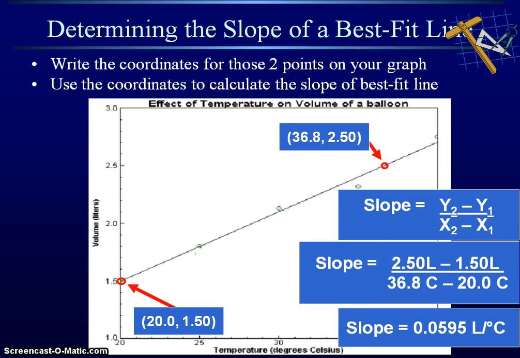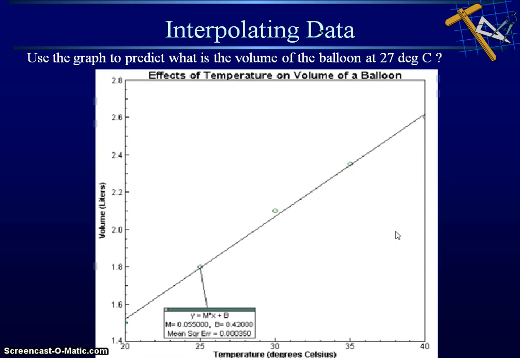And then again, notice that we do have units. In this case, we get liters per degree Celsius. That is the unit that's on my slope. Now, once we have developed a best fit line and once we have determined the slope, we now have a tool that we can use to make further predictions. So we can answer a question such as this: what is the volume of my balloon going to be at 27 degrees?